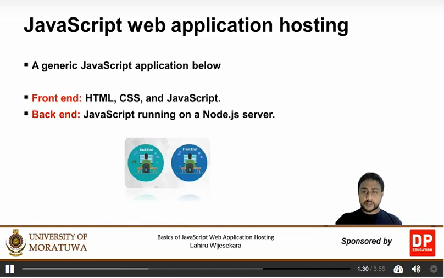A generic JavaScript application can have a front-end and a back-end as below. Front-end with HTML, CSS, and JavaScript. Back-end, a node server that runs JavaScript. This is wonderful. JavaScript is everywhere.